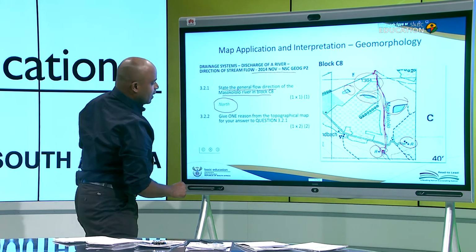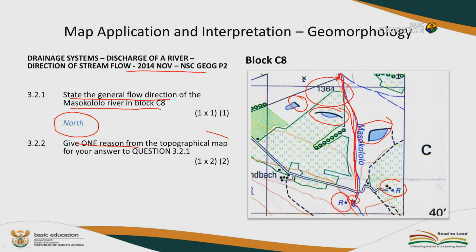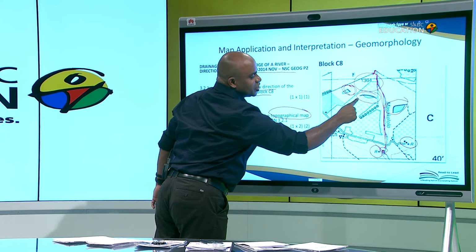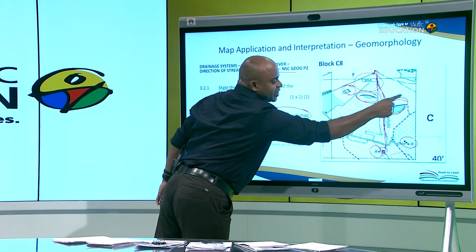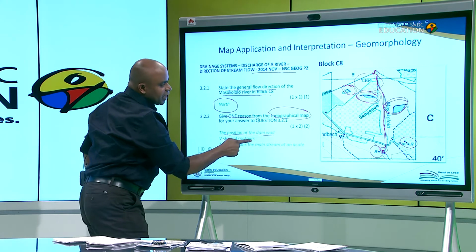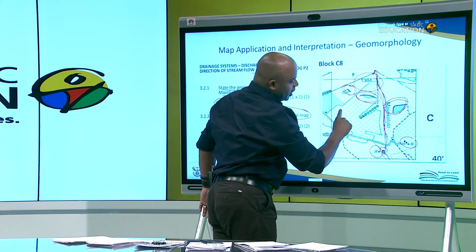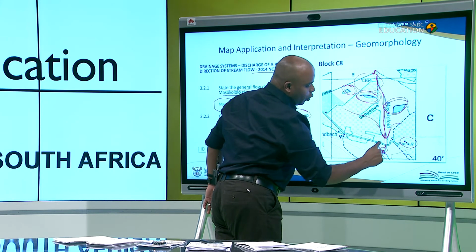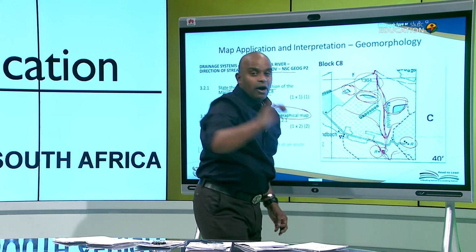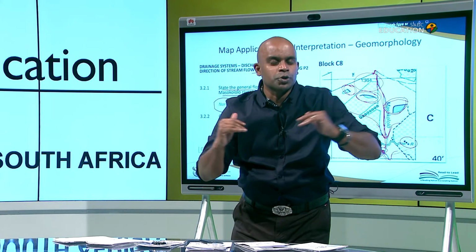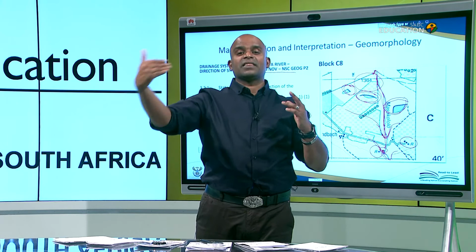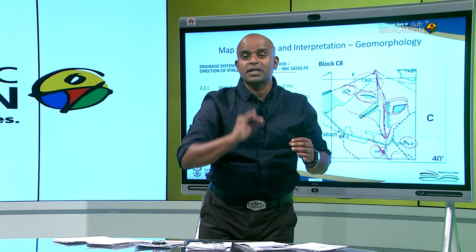And in this particular example, give one reason from the topographical map. Your answers are as follows. The position of the dam wall. Again, let me reiterate that answer. The position of the dam wall faces in the direction of the lower height. The V-shaped contours. In this particular example, note that there's your contour, and notice the V shape. The V shape always points upstream. And this is crucial. When you're looking at the contours and it has a V shape, the V shape is always going to point upstream, which means that the river or stream flows in the opposite direction.